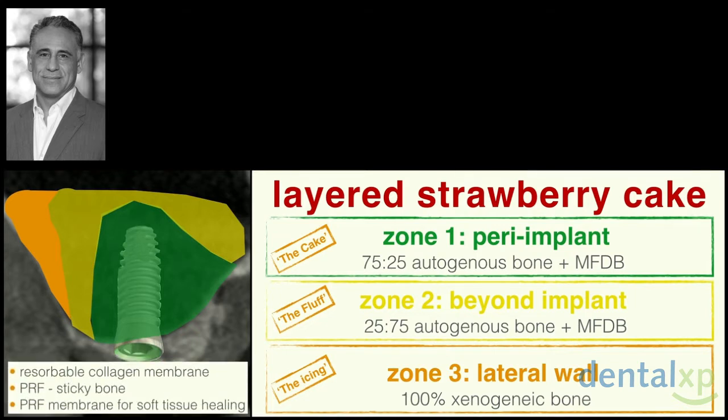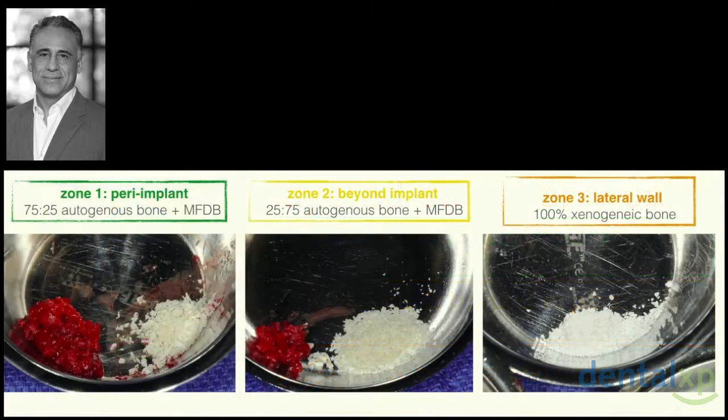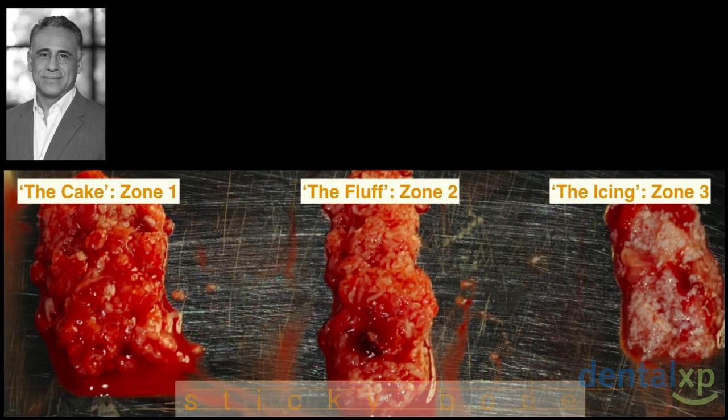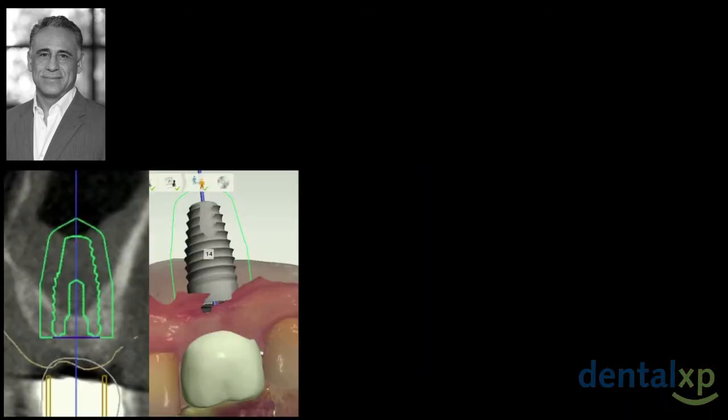And of course, I use a resorbable collagen membrane on the lateral wall, even though the studies show that it's not necessarily advantageous, but it is part of my procedure. I use a sticky bone for soft tissue maturation. So here's our bone combination in this case, basically segmentalizing the autogenous bone that was harvested from the ramus, and I divide it into those proportions. Here's our sticky bone, the cake, the fluff, and the icing.